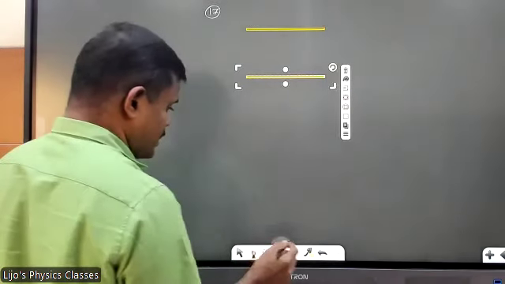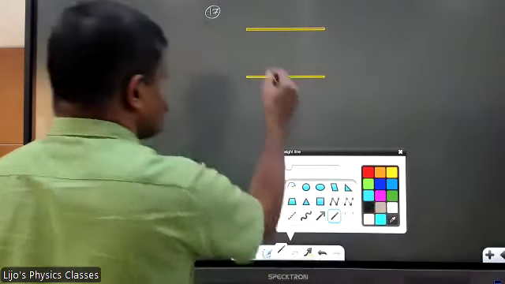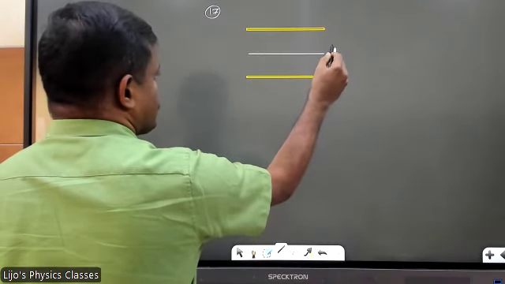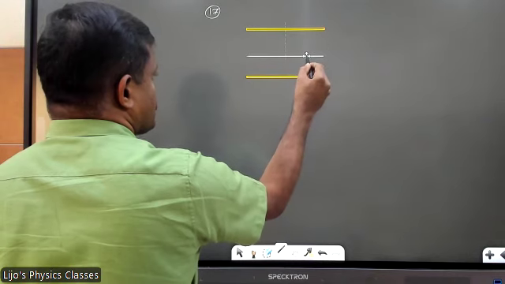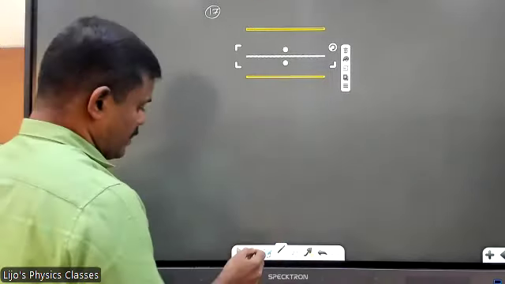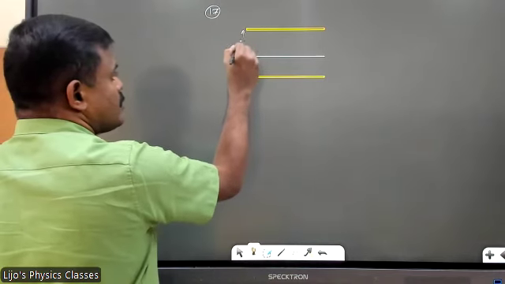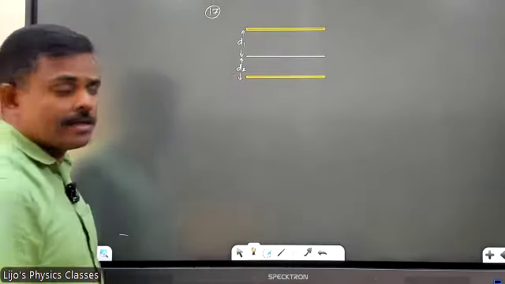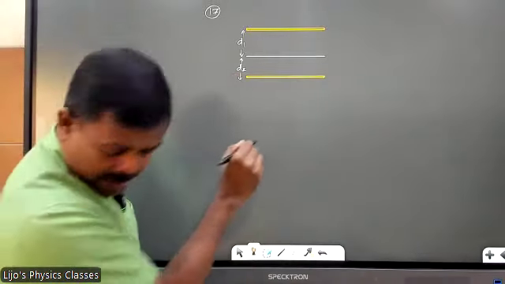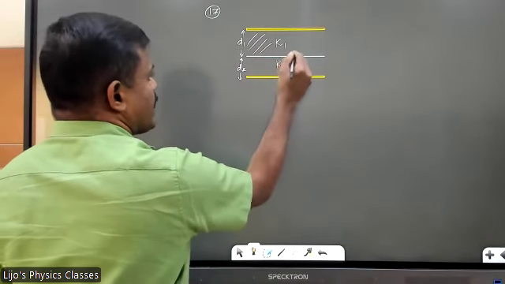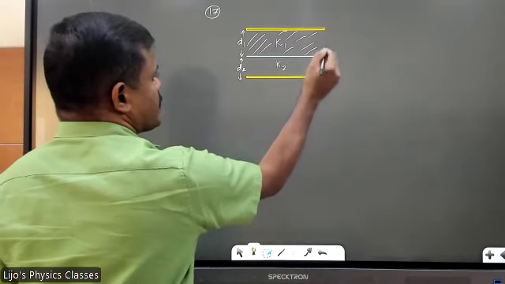Now what? It has two slabs, dielectrics. Where is the dielectric kept? See this? It's kept somewhere in the middle, and this distance is given as D1, and this distance is given as D2. All right. And this is given as K1, and this is given as K2. This part is filled with one dielectric, and this part is filled with another dielectric, okay?